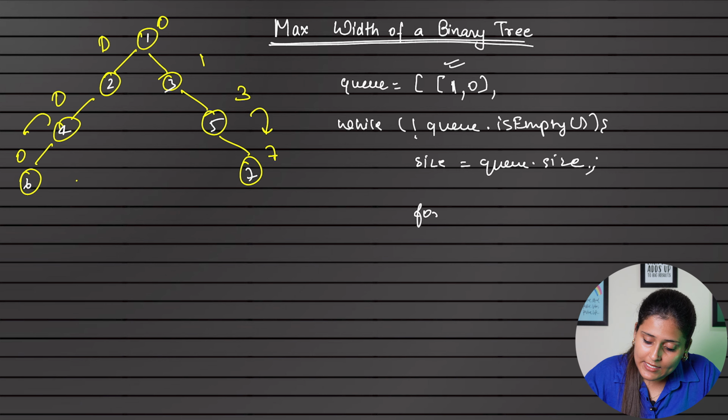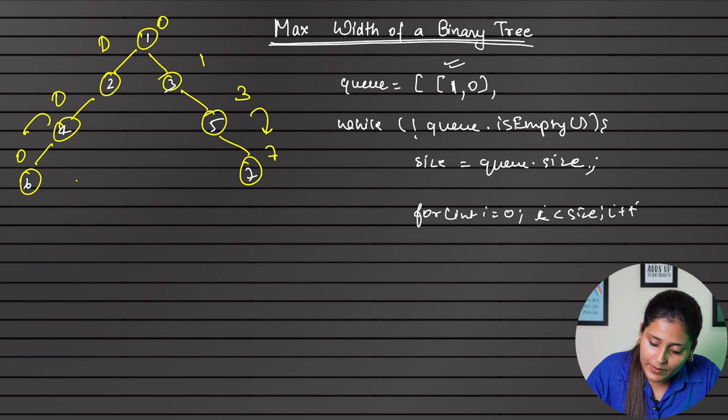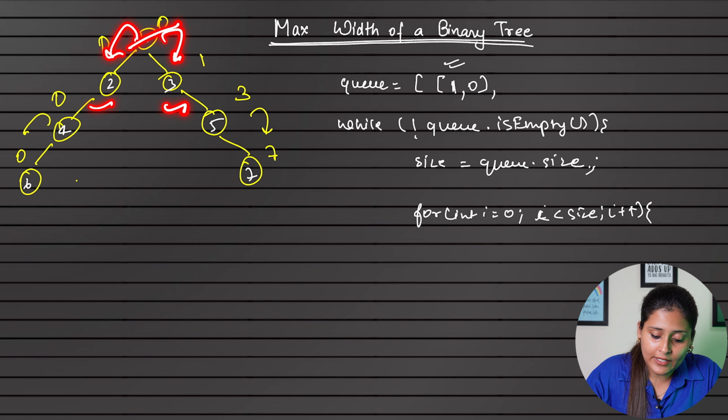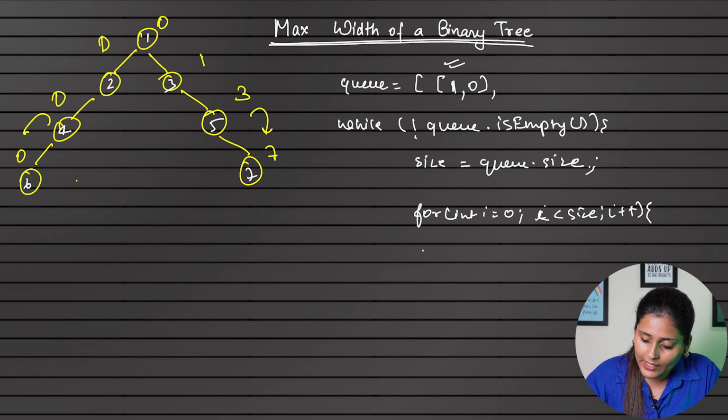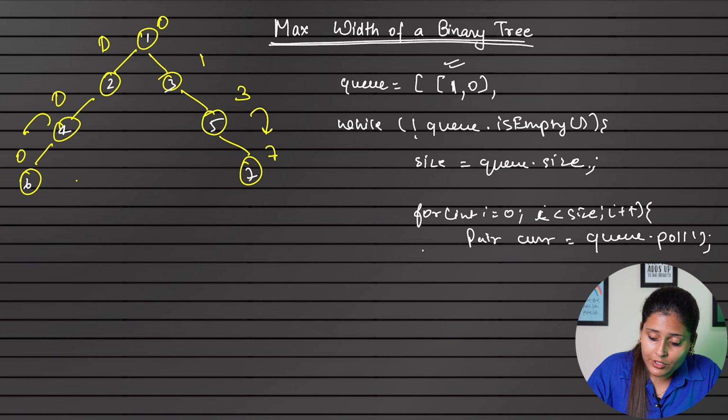And now for this many size, we have to run the for loop: for int i = 0, i < size, and i++. Now what is our task? Our task is to pop the node and store their left and right children with their indexes. As we have popped, first we have to pop, right? So first we'll pop, and let's store, as it is a pair type, current = queue.poll. Why is it a pair type? Because in our queue we have not stored the root value, but we have stored in the pair format.